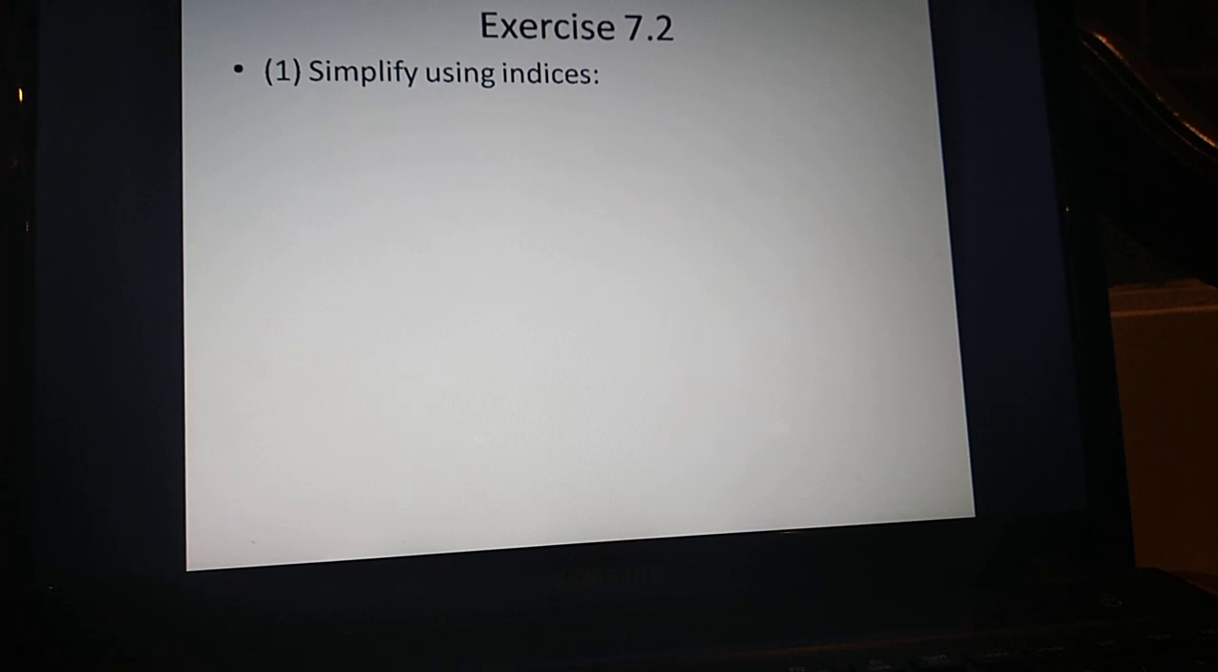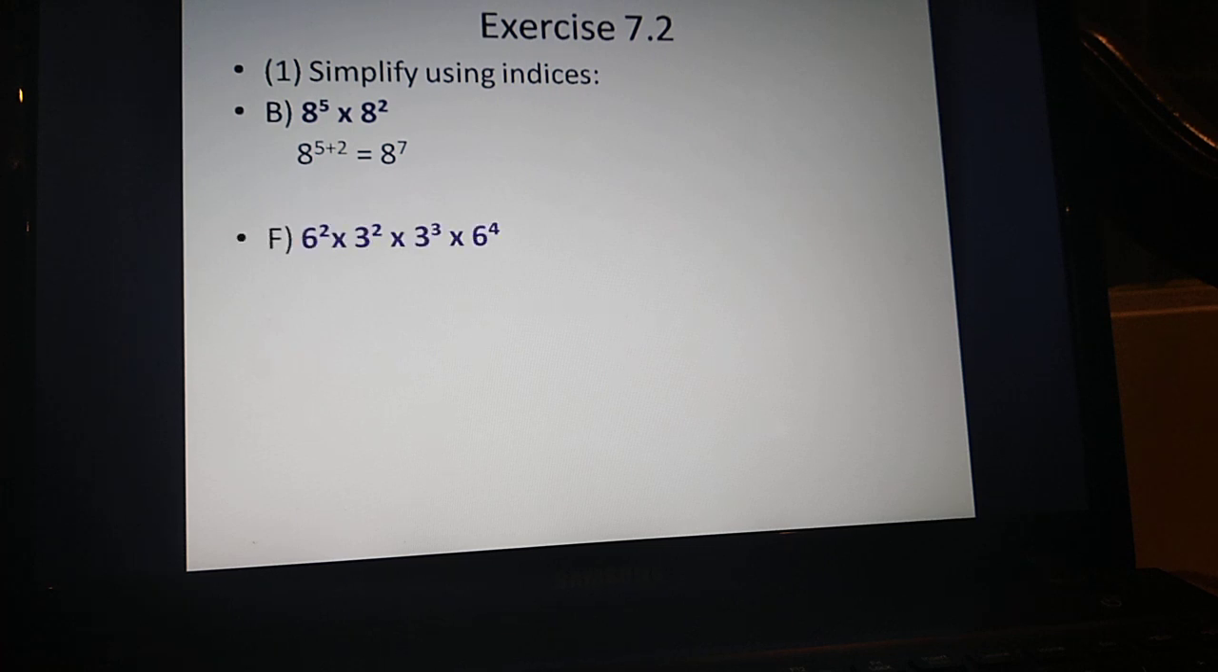Now, exercise 7.2 from your book says simplify using indices. Now, I need you to copy those questions on your notebooks, please. We will begin with question 1, part B. It says 8 to the power 5 multiplied by 8 to the power 2. Now, which rule of indices should we use here? You should add indices. This is 8 to the power 5 plus 2, which is 8 to the power 7. And that's it, because the question asks us to simplify.